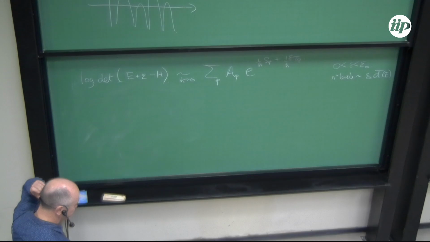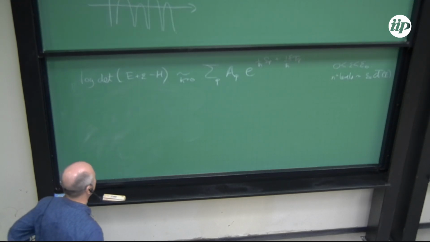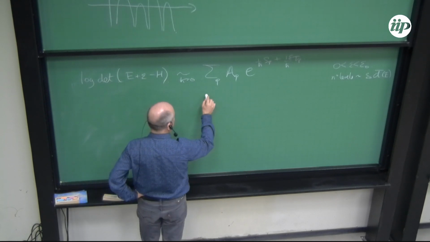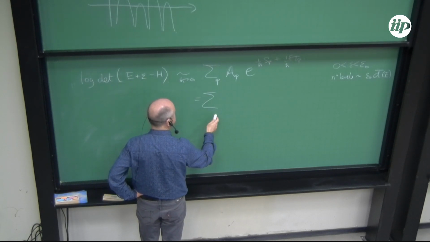So what I want to imagine doing is the following. I want to imagine splitting this sum up in the following way.